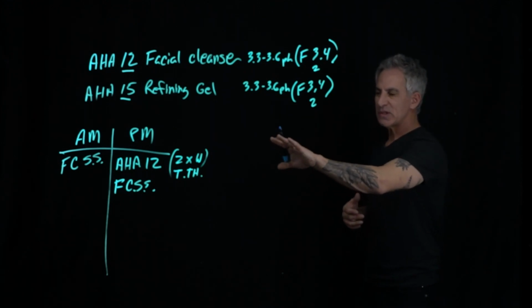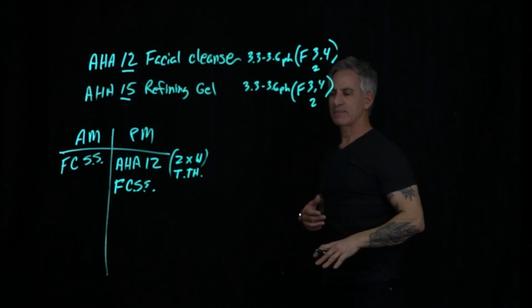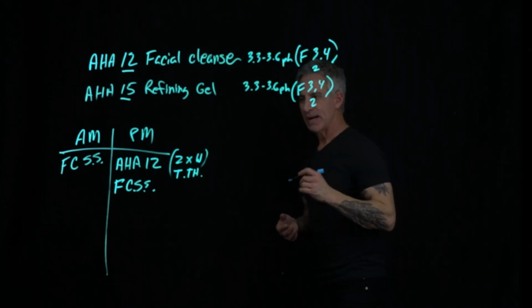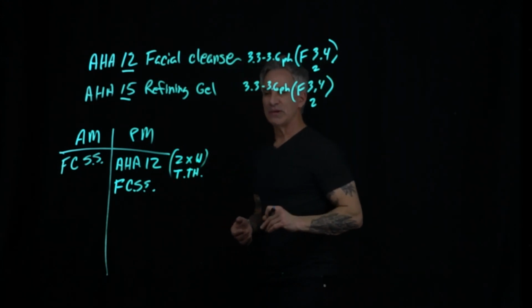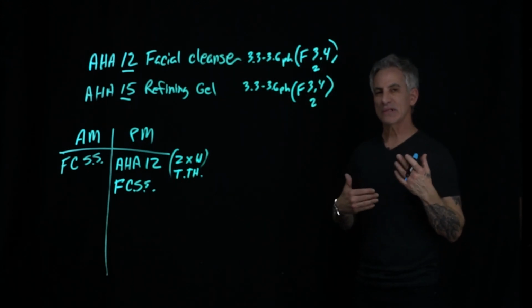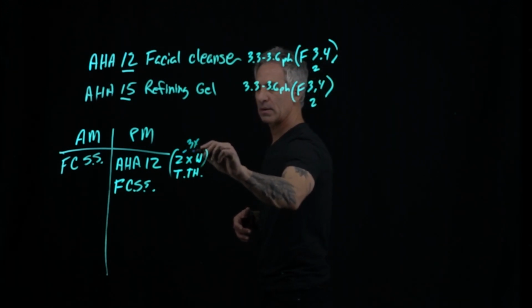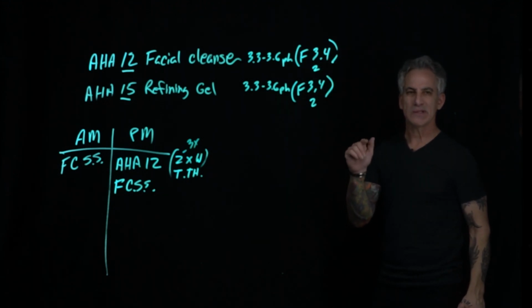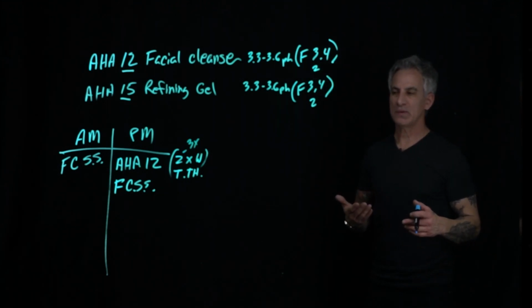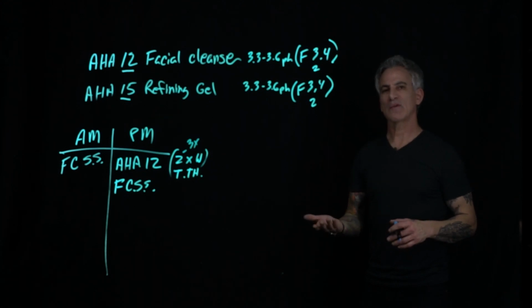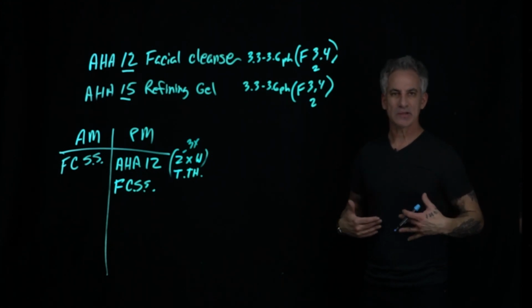Okay, so this is how I would prescribe the AHA12. Depending on the client and the aggressive nature of the client, you could do two to three times, Monday, Wednesday, and Friday. You could do that, but you just need to have a lot of oversight on the client and/or pay a lot of attention to yourself.